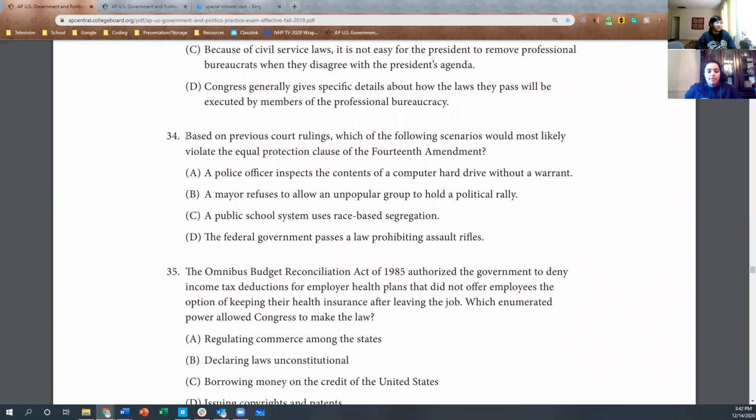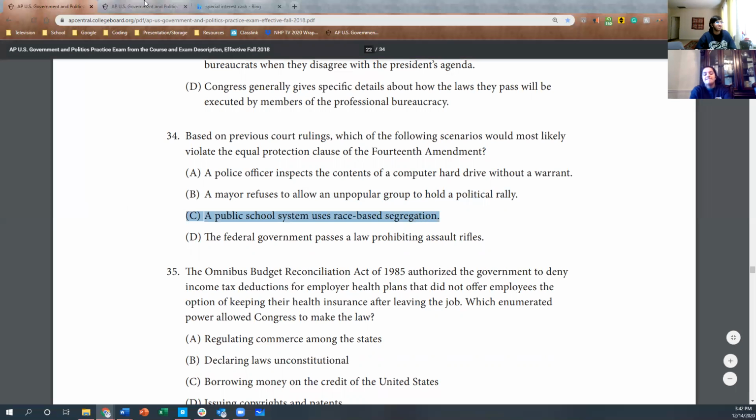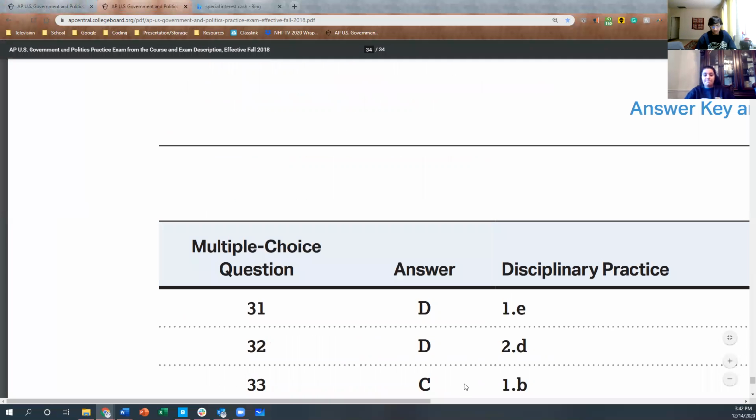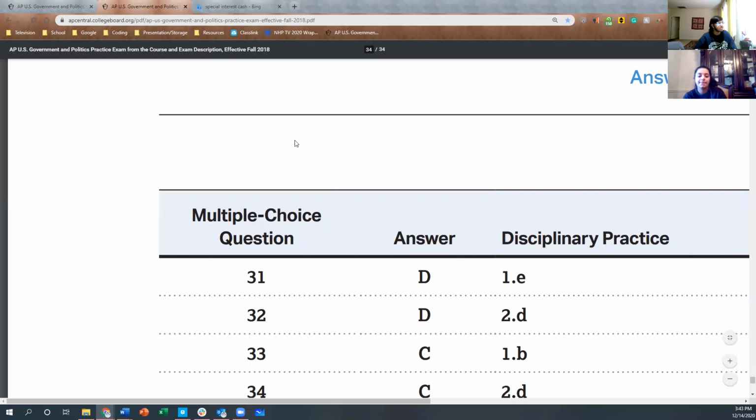Okay. Based on previous court rulings, which of the following scenarios would most likely violate the Equal Protection Clause? That has to do with the Fourth Amendment, right? Warrants and searches and seizures. Refuses an unpopular group to hold a political rally. Maybe, but not really. Race-based segregation, that's for sure. Yeah, Equal Protection Clause, because that was stopped with Brown v. Board of Education. Okay.